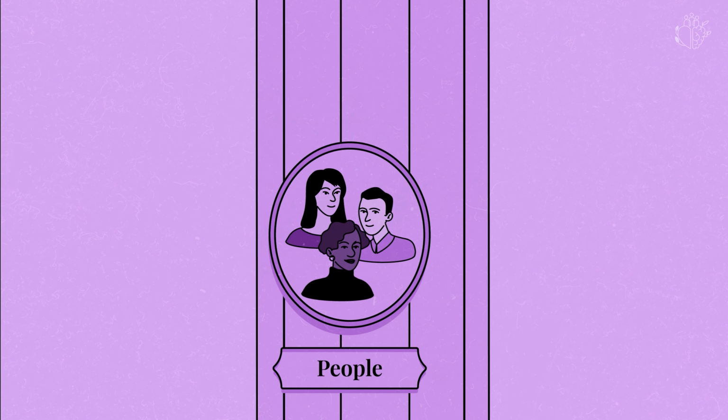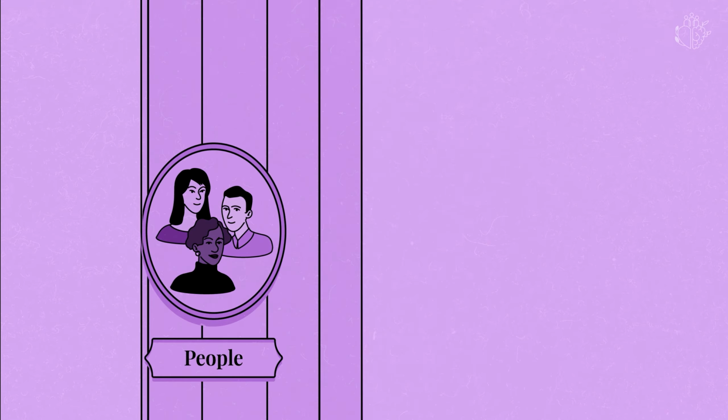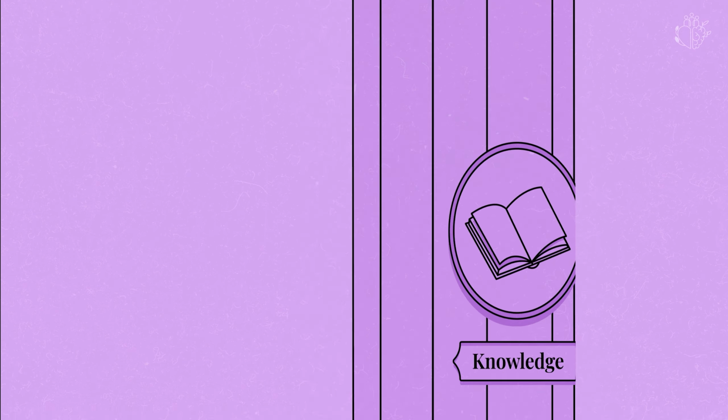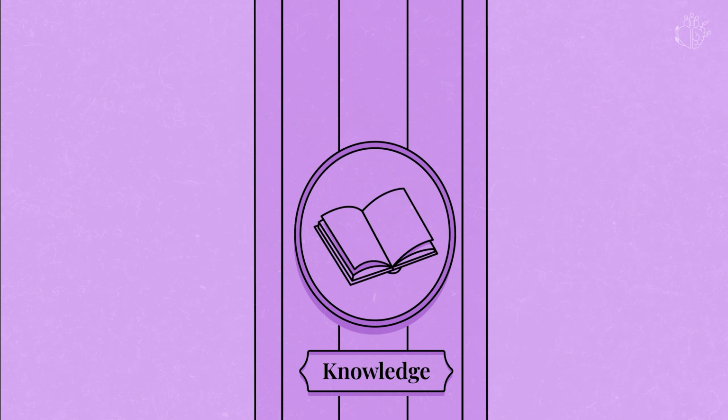The people pillar refers to all the people involved in the design, planning, and delivery of a workshop, including the facilitation team, sponsors, participants, and speakers. The knowledge pillar refers to all the information that would support achieving the workshop's objectives, which could include books, articles, TED Talks, and live experts.